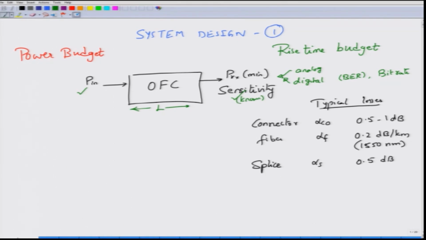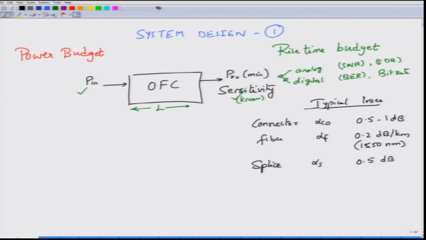For analog, the performance is characterized in terms of the signal to noise ratio, or sometimes by the signal to distortion ratio. But we are not going to consider analog systems at this point, we will simply concentrate on digital optical links. Now, here in this table I have shown a couple of optical elements. We have a connector whose loss is in the range of 0.5 to 1 dB. 1 dB is typical, 0.5 dB is with very good connectors.